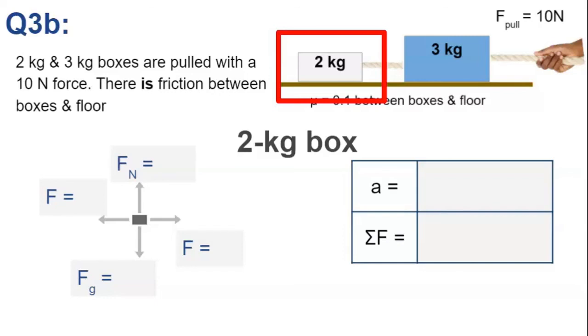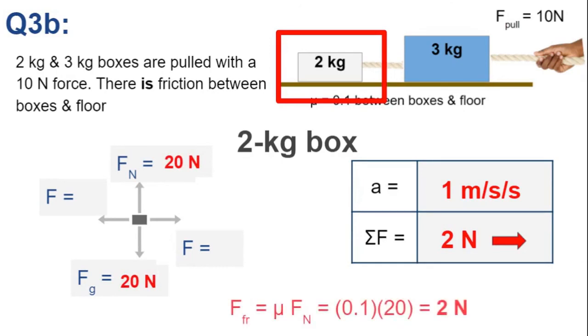As we consider our 2-kilogram object, we know that its acceleration is going to be the same as the acceleration of the system, 1 meter per second squared to the right. That means that the net force, mass times acceleration, will be 2 newtons to the right. Now, starting to fill in our free body diagram, we will say the force of gravity is 10 times the mass, or 20 newtons, and the normal force will balance that out. We can calculate the force of friction using the friction equation. 0.1 multiplied by the normal force of 20 to give us a 2 Newton friction force pointing to the left.